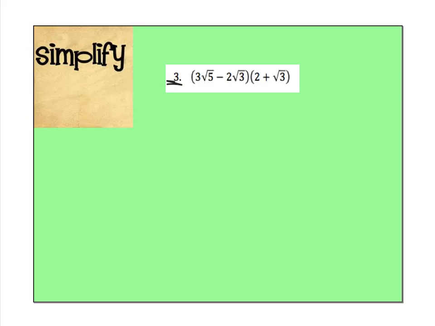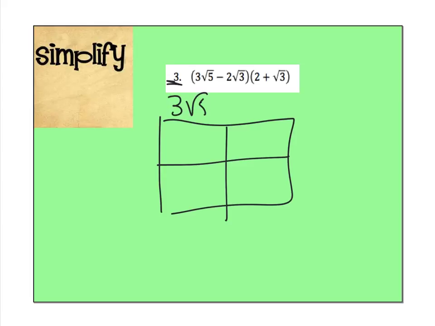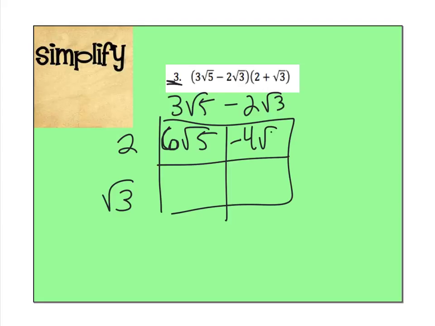Here, multiplying, there's a reason we have you set up the boxes as much as we do. This is where things can get a little bit tricky, especially if you are not careful. So, filling in the box, this would be 6 square root of 5. Remember, if it's on the outside, you multiply it by the outside. If it's on the inside, you multiply it by the inside, but you can't go both ways. So that's going to be negative 4 square root of 3. This will be 3 square root of 15. This will be negative 2 square root of 9.